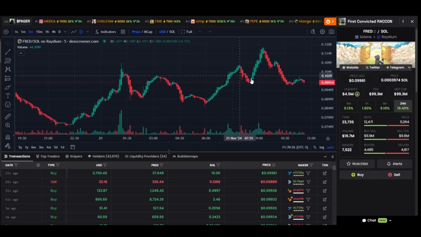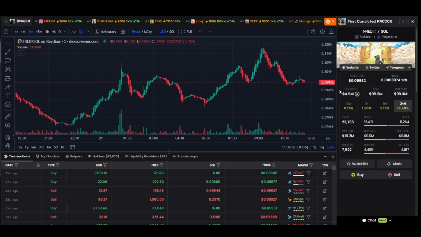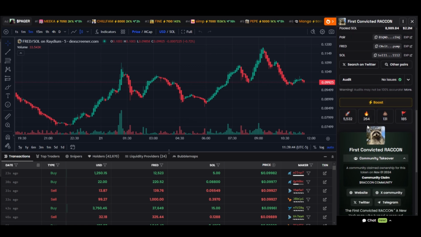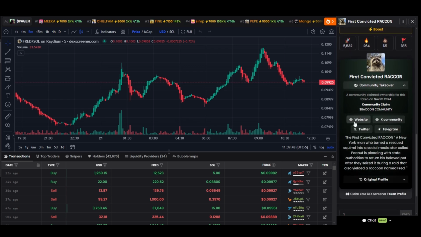This is the cool thing about DEX Screener. It gives you a chart. It shows you exactly who's been buying, who's been selling. And over here, it gives you an at a glance of the liquidity of the coin. It gives you the market cap. If you scroll down a little bit, it also gives you the website, the community, the Telegram, and the Twitter. So you can click on any of these links, and it'll take you directly to their page, which is great.